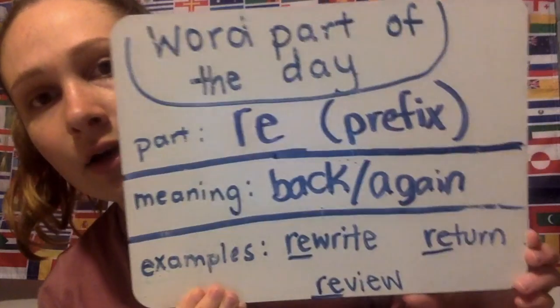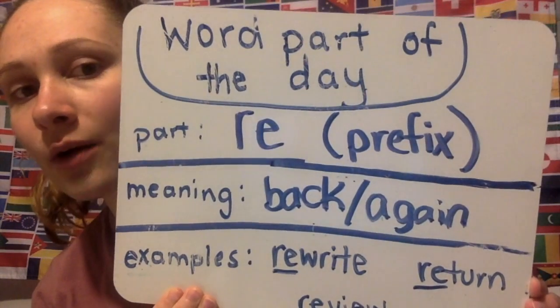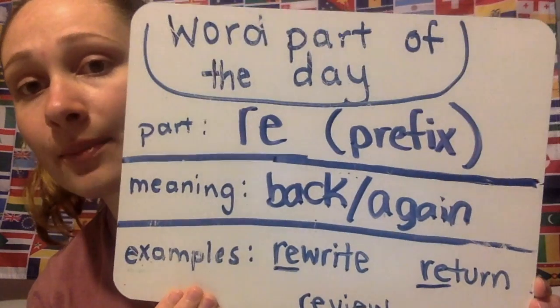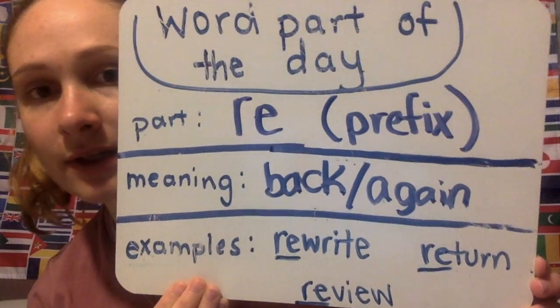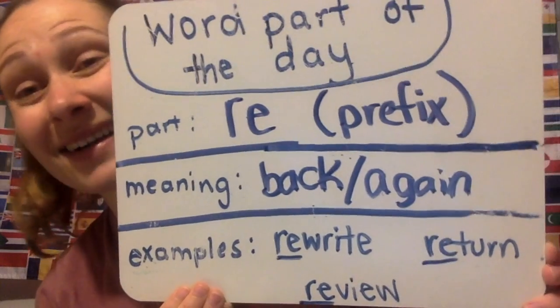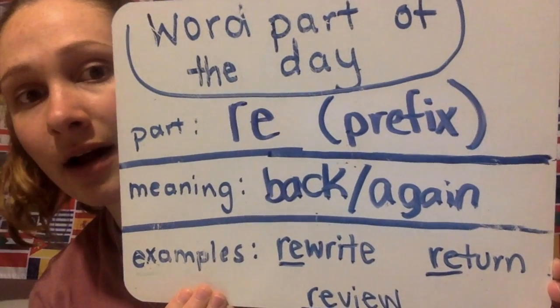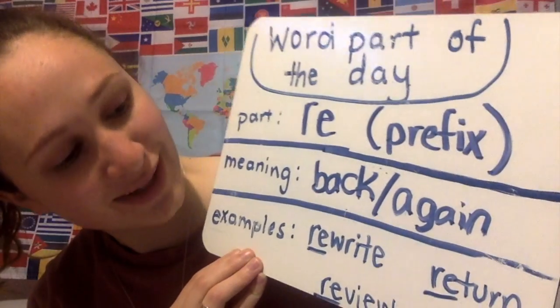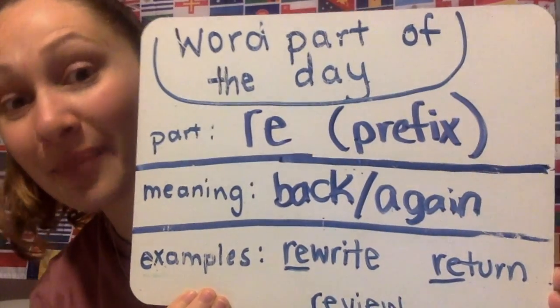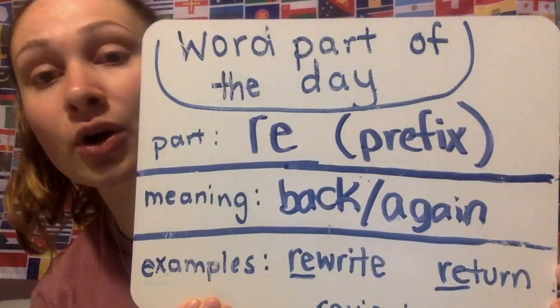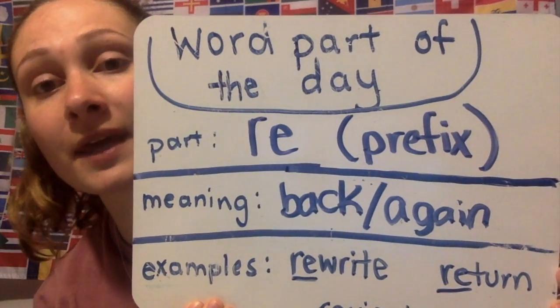Okay, our word part of the day, it's another prefix, so it goes at the beginning of a word. I think this one you're going to be familiar with because it's pretty common. So the prefix is re, R-E, and it goes at the beginning of a word, and it means back or again. So some examples of words that have re as the prefix are rewrite, because you're writing it again, or you're going back to write it. What does that word say? Return, because you're giving something back. Or review, because you're going back and reading something, or you're looking at something again.